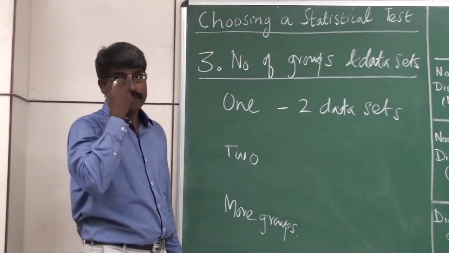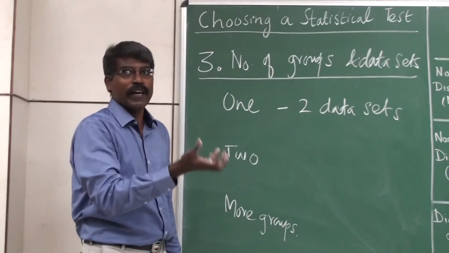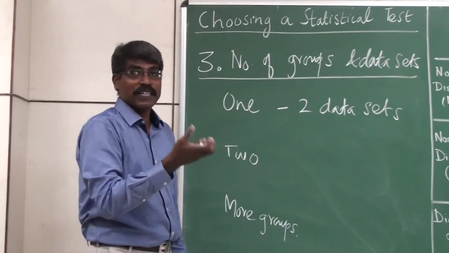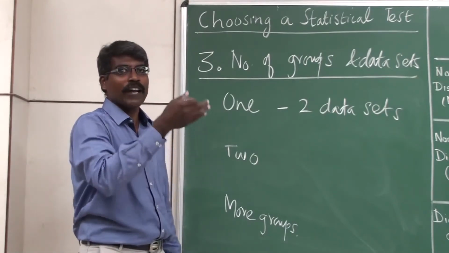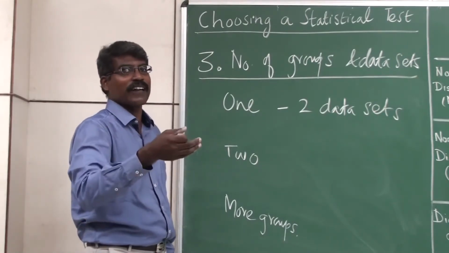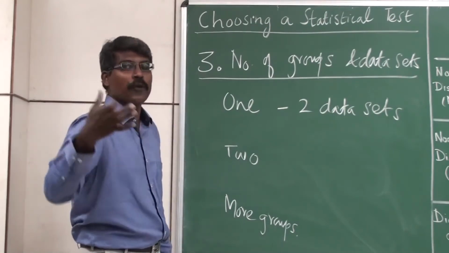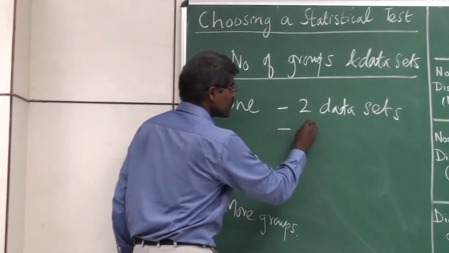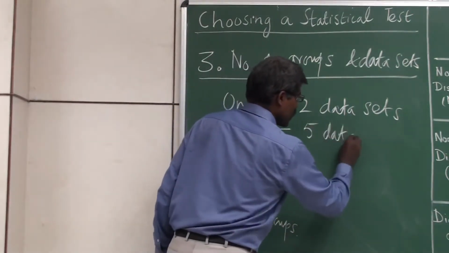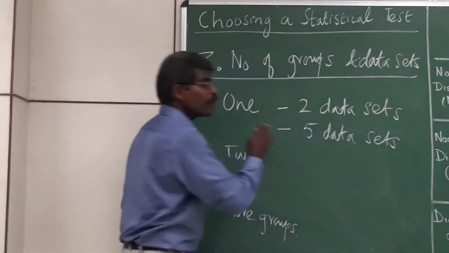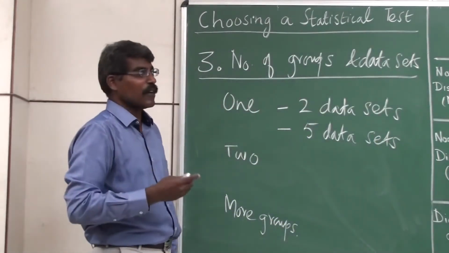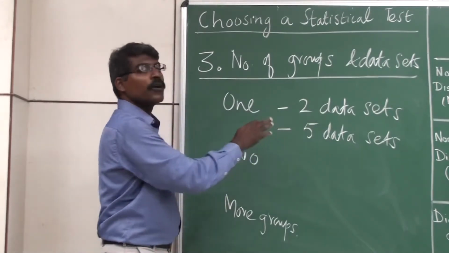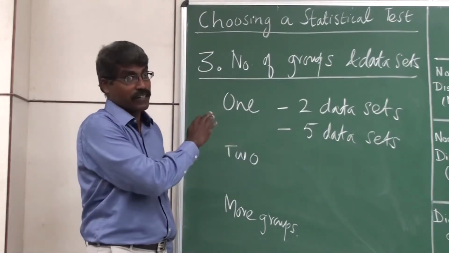The same thing, I have only one group, say 50 hypertensive patients. I give an antihypertensive, but I measure blood pressure 1 hour after the drug, 6 hours after the drug, 12 hours after the drug, and 24 hours after the drug. So now I have again one group, but at least 5 data sets: one at baseline and at 4 other time points. So this can be one group with either 2 data sets, or one group with more than 2 data sets. You need to fix that.